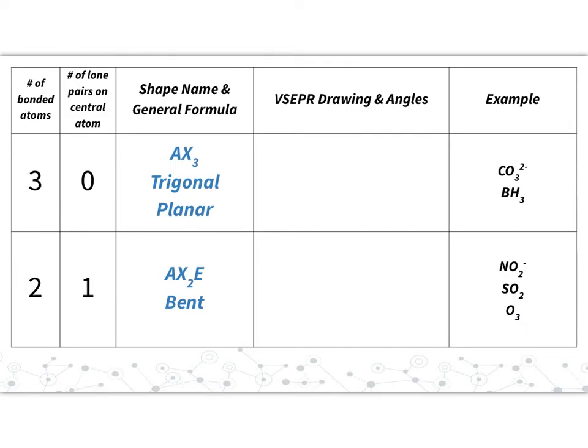Okay, next up would be 3 bonded atoms and no lone pairs. This one is called trigonal planar, and it would be AX3. So we draw our central atom as an A, and the furthest apart that 3 things can get in 3D space looks like a peace sign. These are 120 degrees apart.